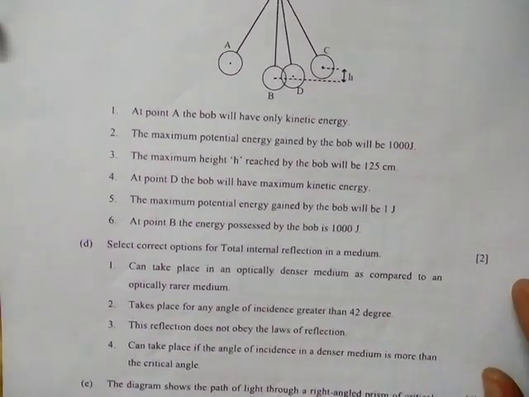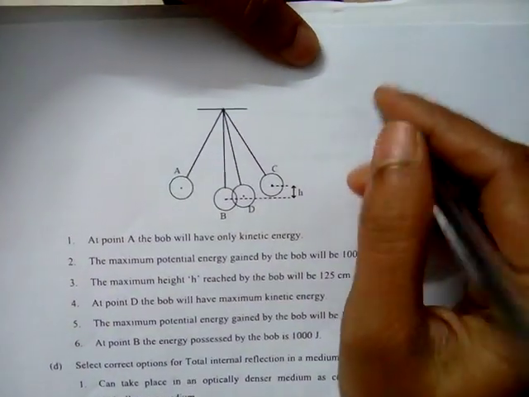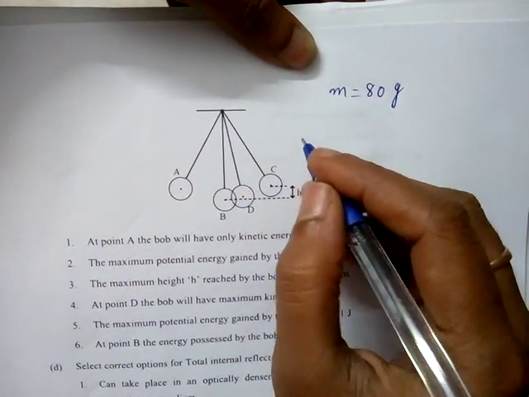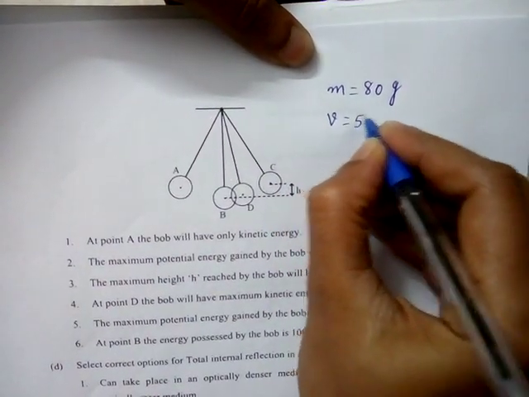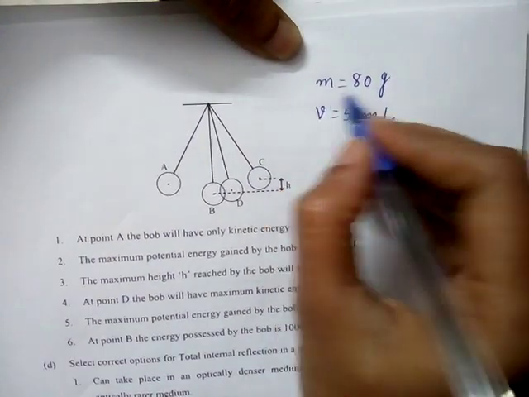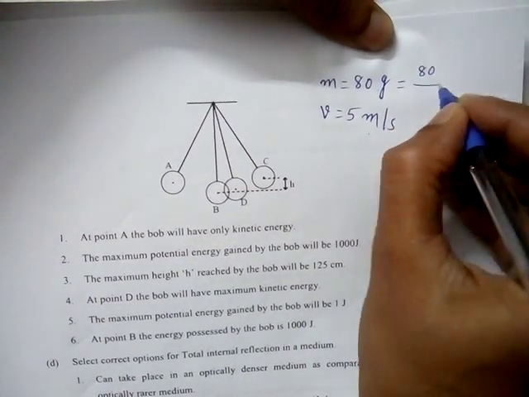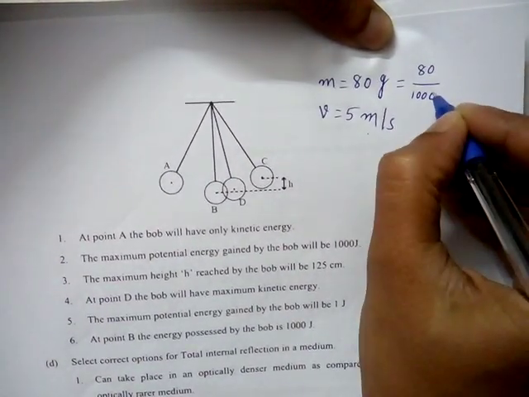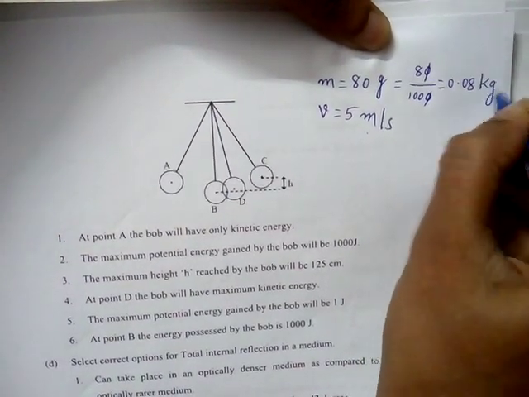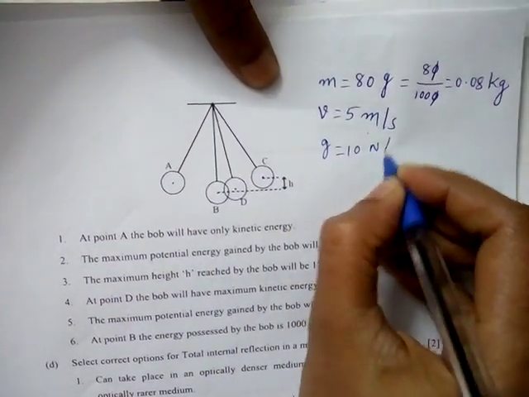Diagram is also here. Now we'll write the given data. What is the data given? Mass is equal to 80 gram. Velocity is equal to 5 meter per second. This is in meter per second, this is in grams. So in mass also we'll convert into SI units, kg. How to convert? 80 by 1000. 0 gets cancelled. You will have 0.08 kg mass. g is equal to 10 Newton per kg.